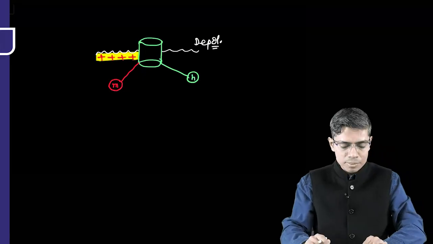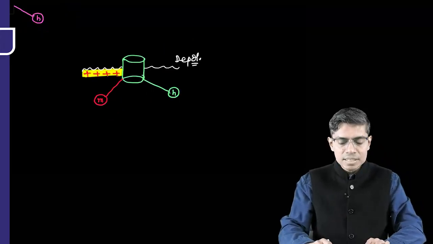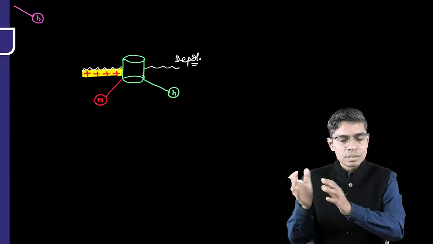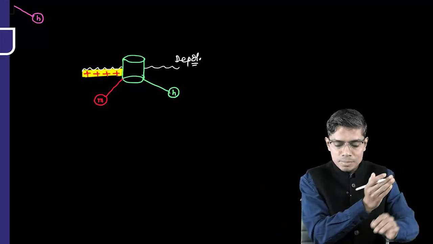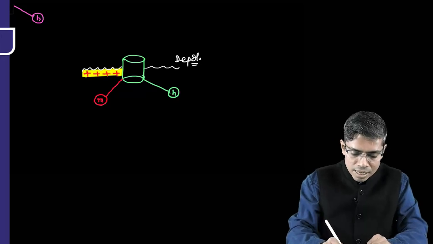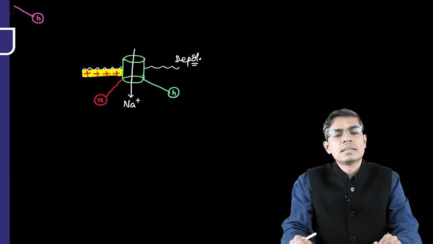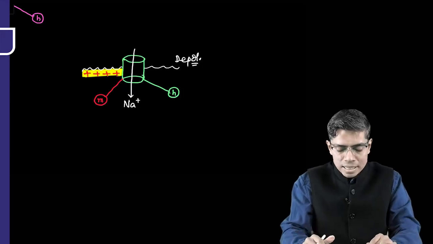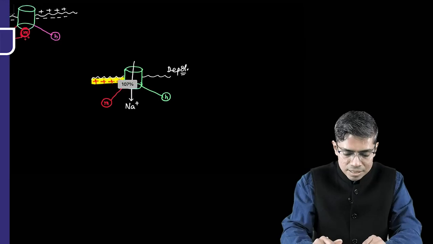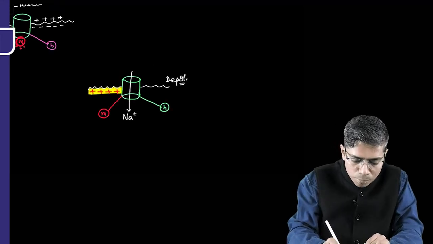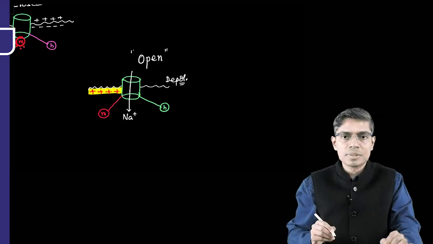Whenever the M gate is shifted away, our H gate is already away from the channel from the previous stage. So the H gate is already away from the mouth, and now the M gate has shifted from the mouth. What will happen? The channel will open up, and a huge amount of sodium will start entering the cell. This stage is known as the open stage of the voltage gated sodium channel.